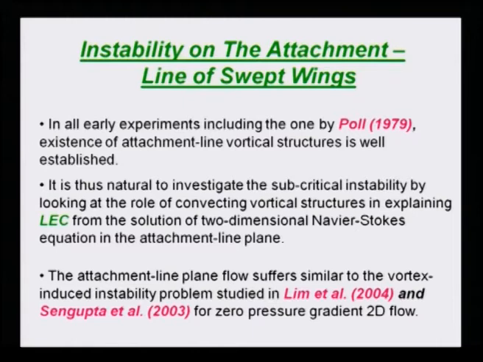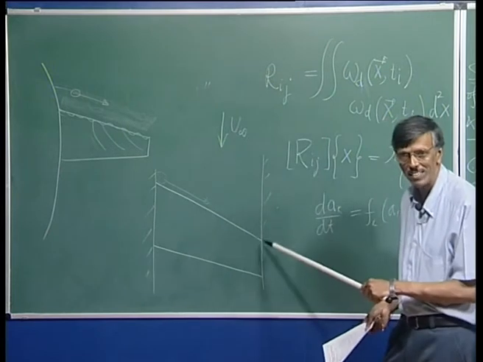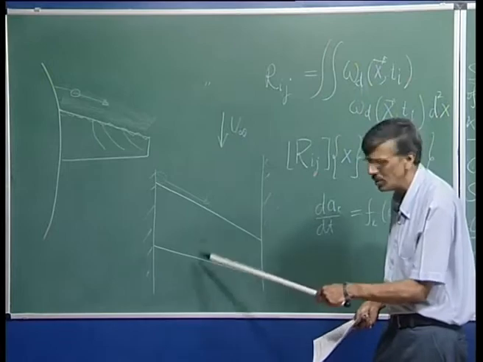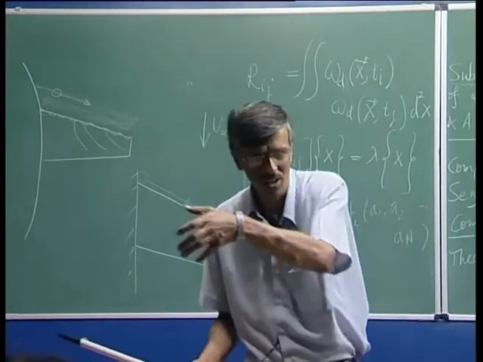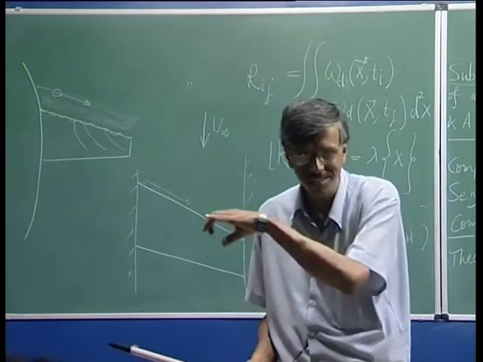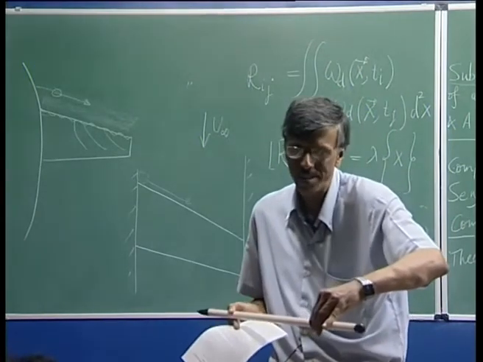So, basically once again we note that Jan Paul has done this experiment, and he showed there is existence of attachment line vortical structures. What he did, of course, was an interesting thing. He did not do it with the wing section. He did it initially with a cylinder called a yawed cylinder. Usually when you do the experiment, you have a cylinder which is perfectly normal to the oncoming flow. So, he just swept it.